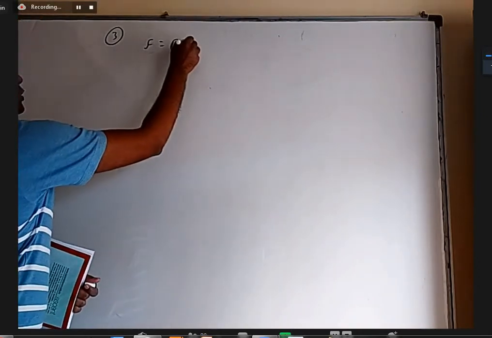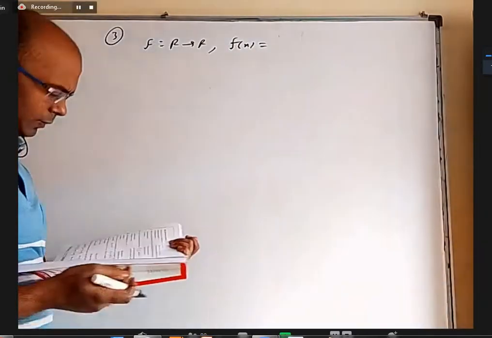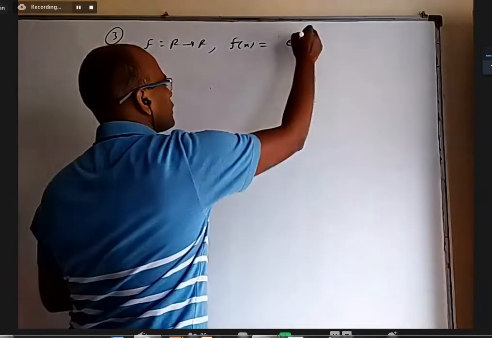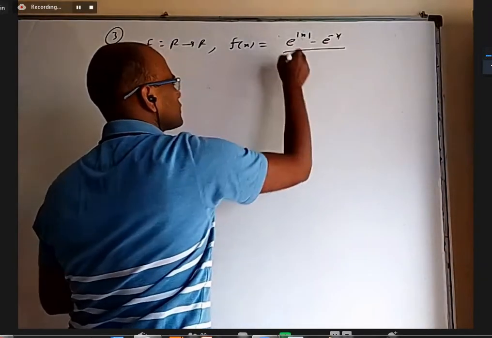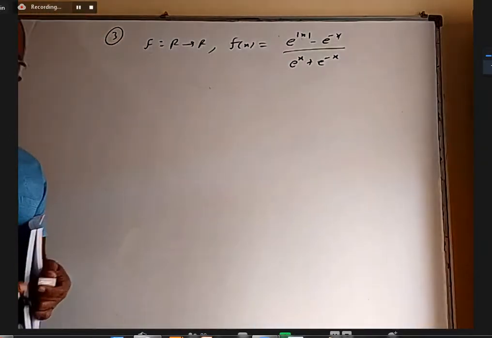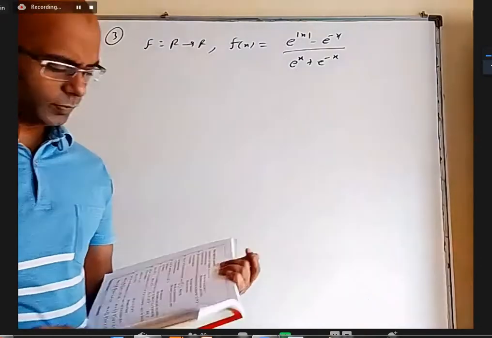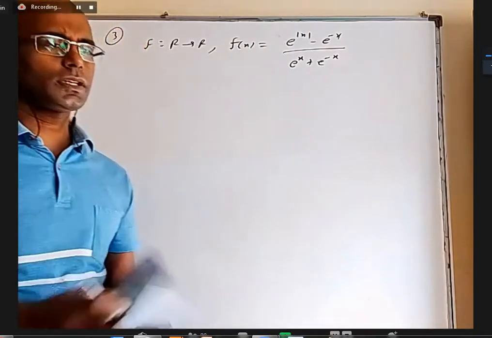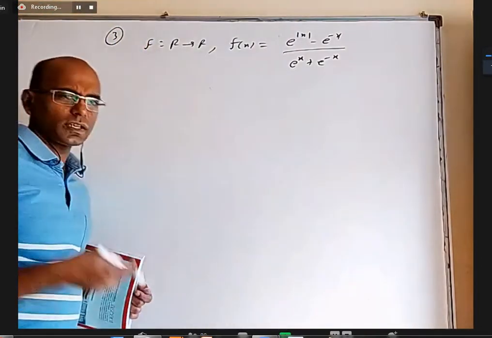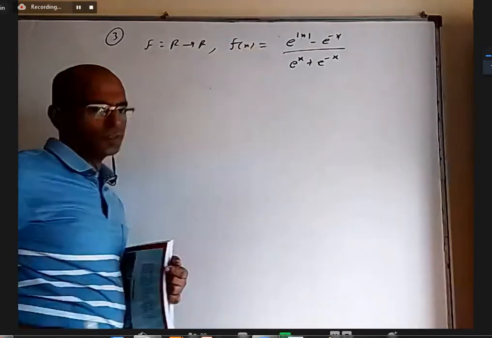Okay, third question. F is from R to R. F of x is e power mod x minus e power minus x by e power x plus e power minus x. We cannot always draw the graph because sometimes it is a waste of time. Without that, you can take some numbers, try to find f of 2, f of 3, f of 9, f of 100. Get a feel of this function first of all.